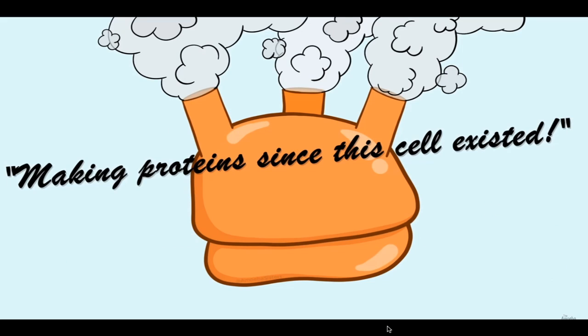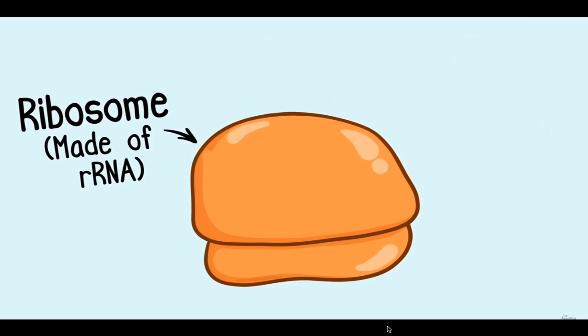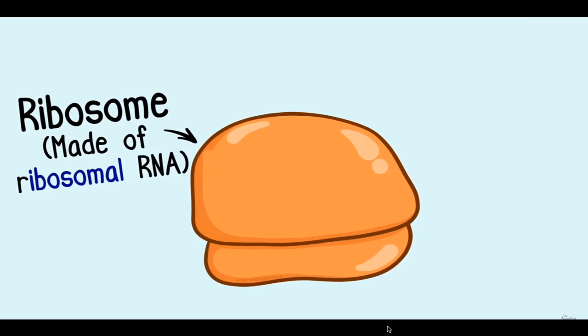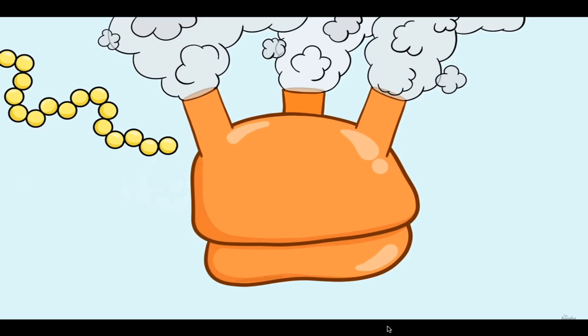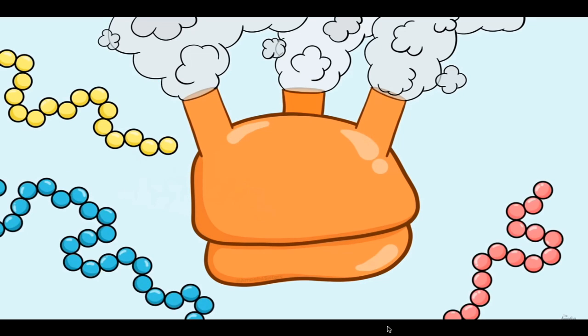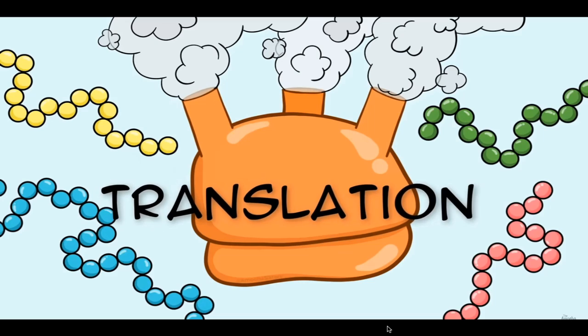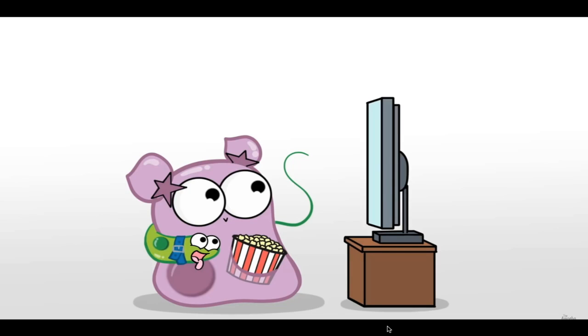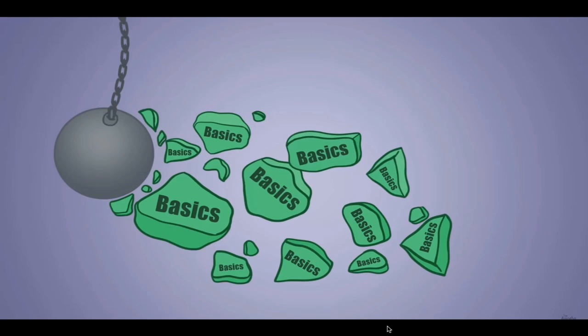Ribosomes make protein. The ribosome is made of rRNA, and that's an easy one to remember because the R stands for ribosomal RNA. The ribosome is going to build our protein in the next step called translation. You can find a lot of great clips and animations on translation that are just fantastic. We're just going to break down some basics of what's happening.